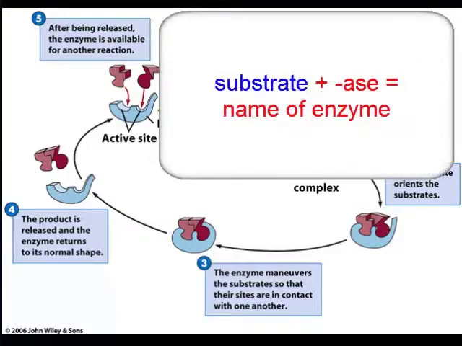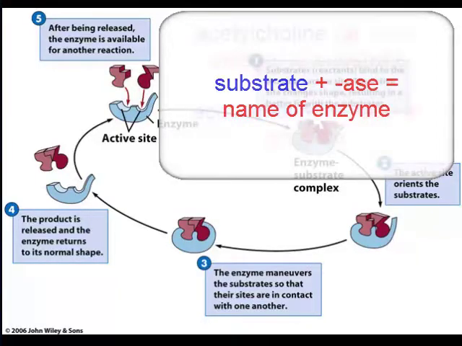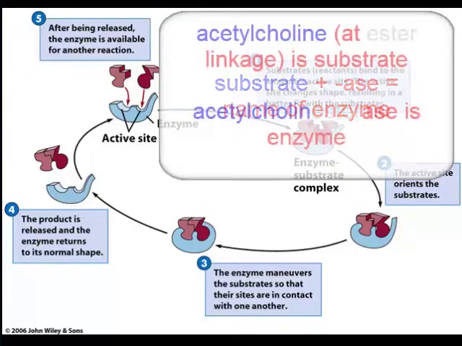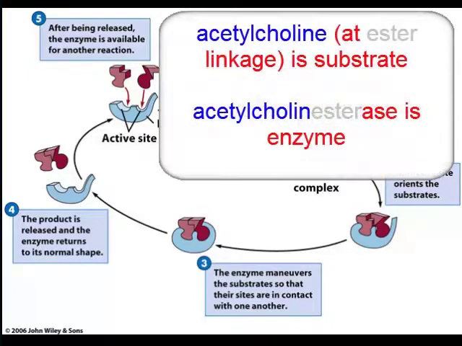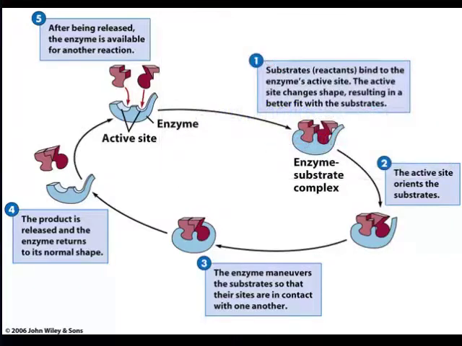For example, if we have an enzyme that breaks down the substrate acetylcholine, we'll learn about acetylcholine as a neurotransmitter later on in the course. If we have an enzyme that breaks down acetylcholine, the enzyme that does that is called acetylcholine esterase, because it breaks acetylcholine in an ester linkage. We've already learned what the ester functional group does.